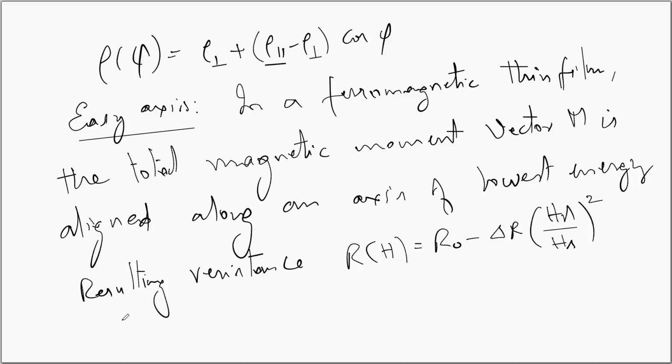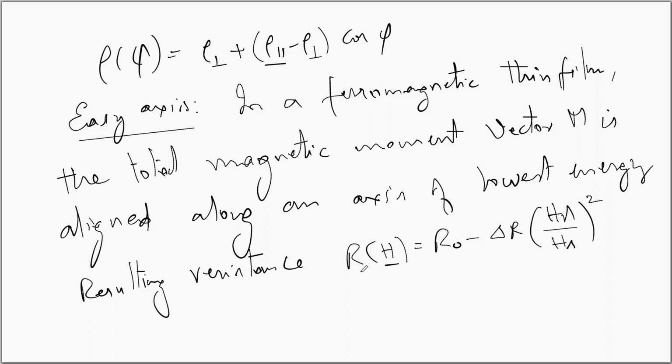RH is the resultant resistance in the presence of a magnetic field of strength H, and R0 is the resistance of the material when the magnetic field is 0. Delta R is the anisotropic magnetoresistance, H gamma is the rotation of the magnetic field, and Hs is the saturation magnetic field of the material.